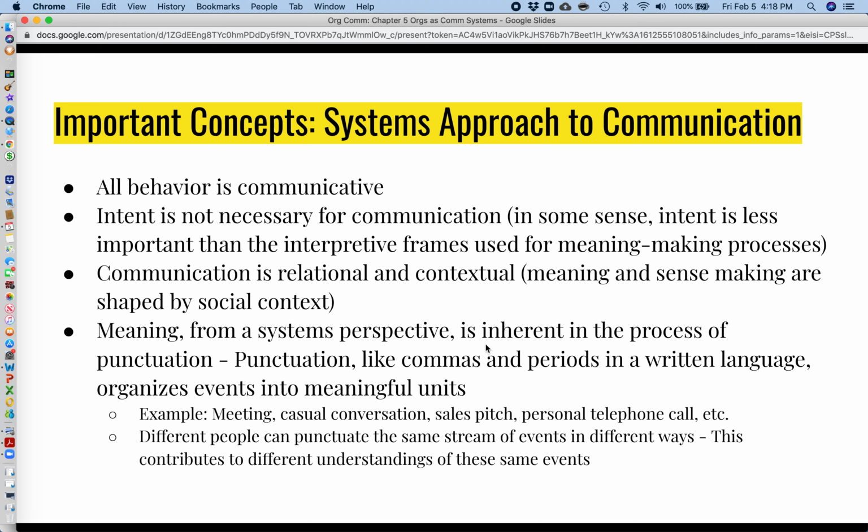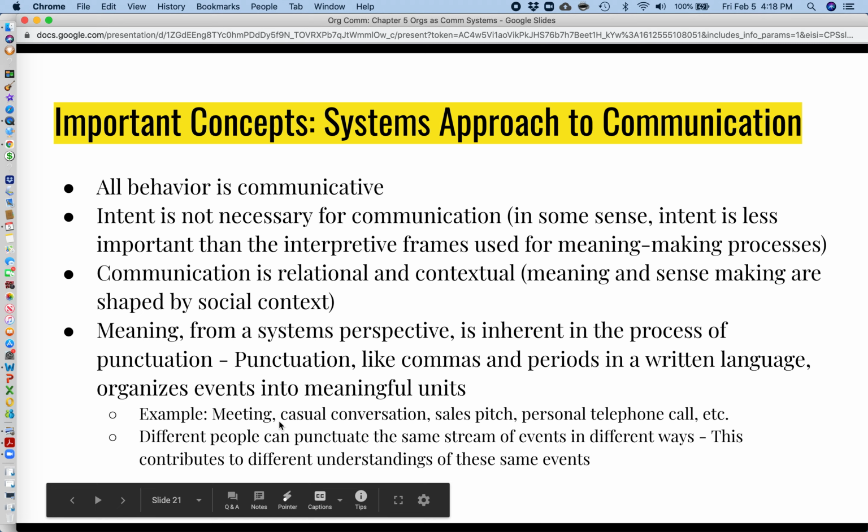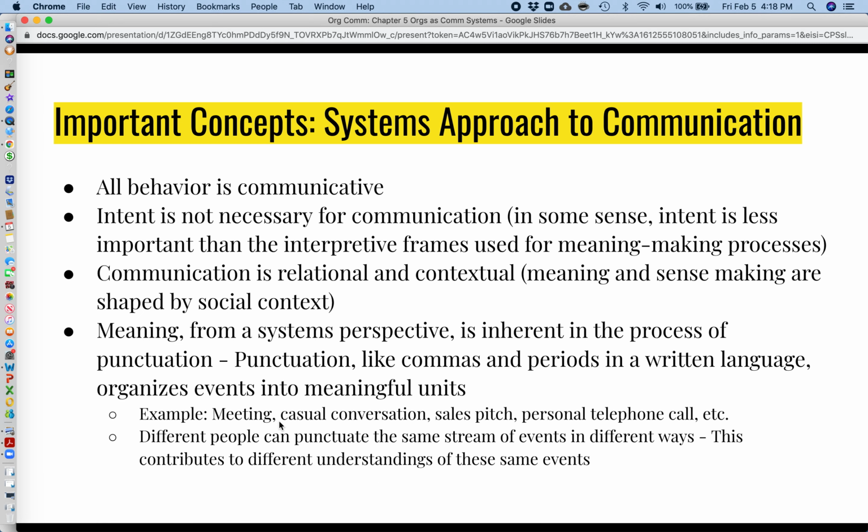So again, we punctuate our lives in the same way we do sentences. We make sense of them by dividing them into things like meetings, conversations, telephone calls, etc. And of course, different people can punctuate the same stream of events in different ways, and this can create all kinds of misunderstandings amongst people who experience exactly the same thing. And we know, for example, that different people view situations differently.